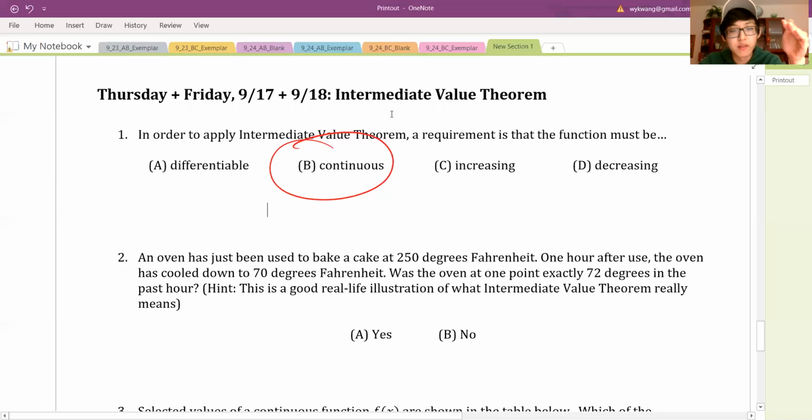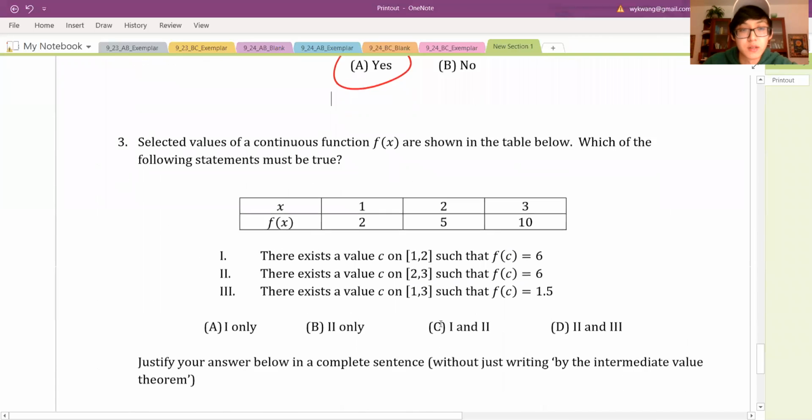Like it goes from 250 and it's like, you know what, I'm going to skip 249, I'm going to go straight to 248. Is that possible? Well, in the real world and in continuous functions, that's not possible. Maybe it cools down really fast, going from 250 to 248 in an instant. But still, there was that one microsecond where it was exactly 249 degrees, because it can't just skip over temperatures. So yes, it was at one point exactly 72 degrees.